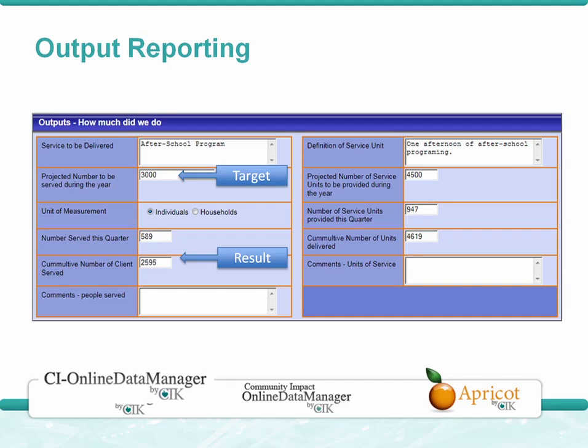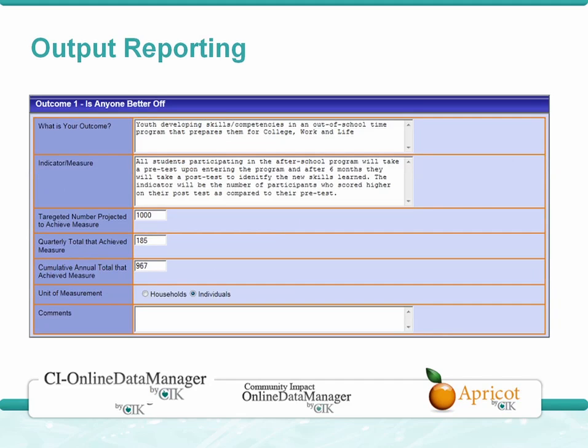2,595. We were also tracking units of service because we wanted to know whether they were doing 1 day of service or 2 days, or what they were doing for each kid. So our target was afternoons of after-school programming. This agency said they would provide 4,500 afternoon days of after-school activity, and this quarter they did 947, and a total for the year of 4,619. The outcome reporting was youth developing skills and competencies in an out-of-school time program to prepare them for college, work, and life.